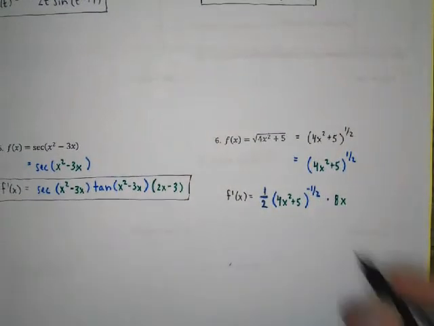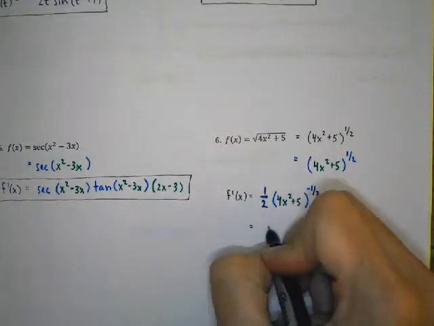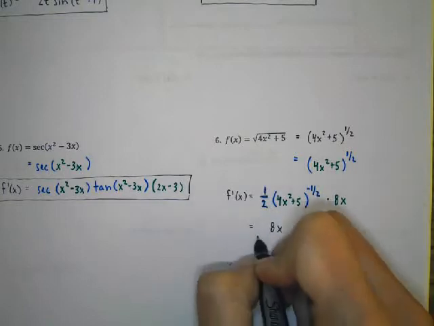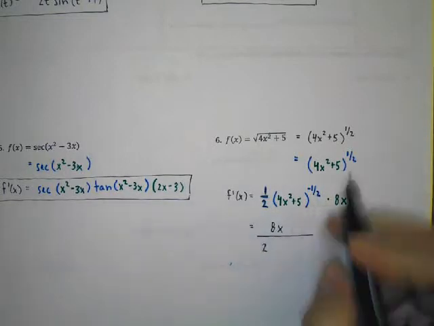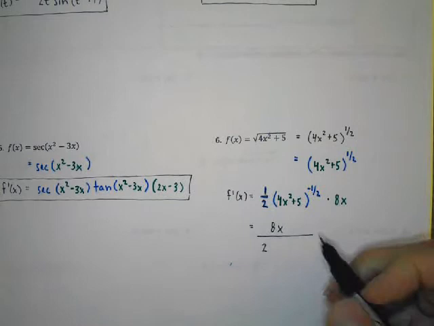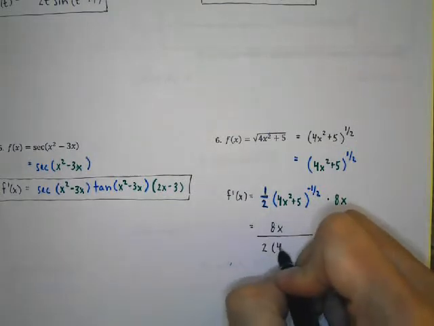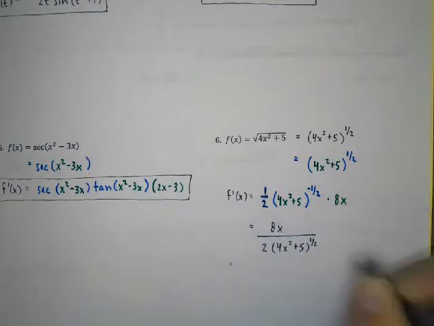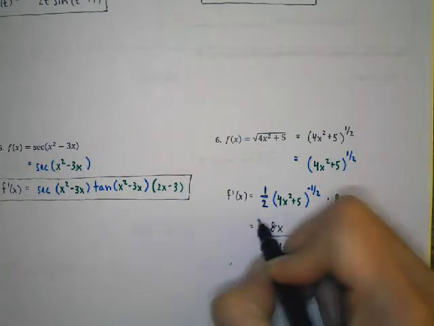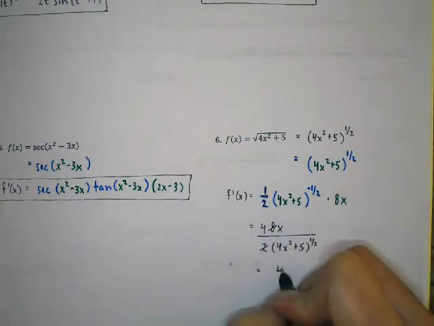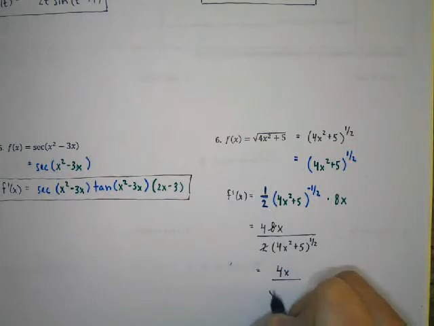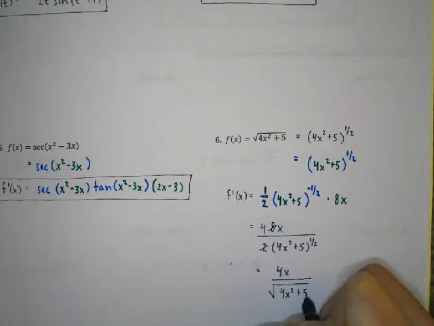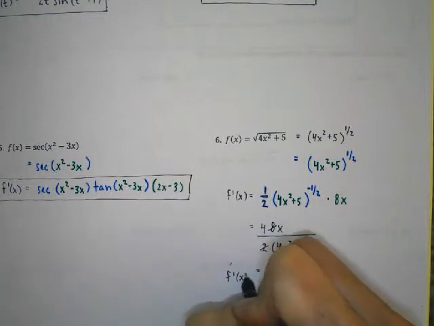So now this one I am going to simplify. My 8x is going to stay on top. I have a 2 on the bottom, and then I'm going to move this negative exponent down. So it becomes positive, so I have 4x squared plus 5 to the 1/2 power. And then I'm going to take one more step. I can simplify 8 over 2 is just going to give me 4. So I have 4x all over the square root of 4x squared plus 5, and that's my derivative.